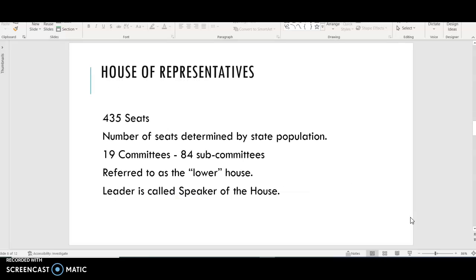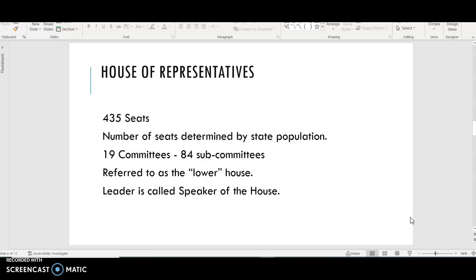The House of Representatives is made up of 435 seats. The number of seats is based on the state population. Massachusetts, for instance, is actually a small state, but there are a lot of people here, so we have a good amount of representatives. There are 19 committees and 84 subcommittees in the House of Representatives. These committees are dedicated to fixing specific issues that affect the country as a whole.